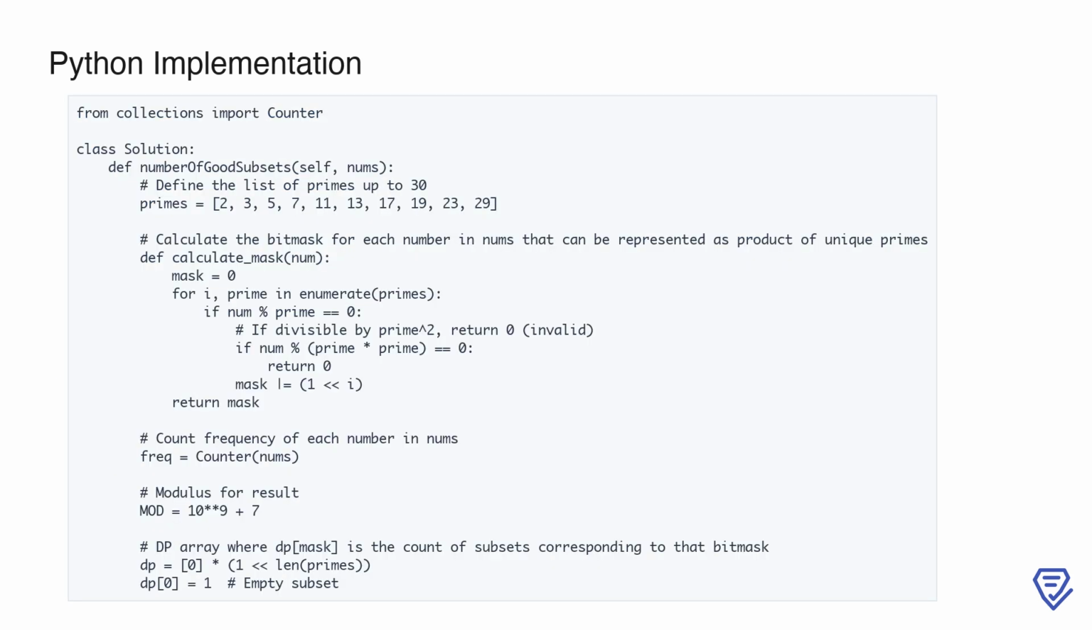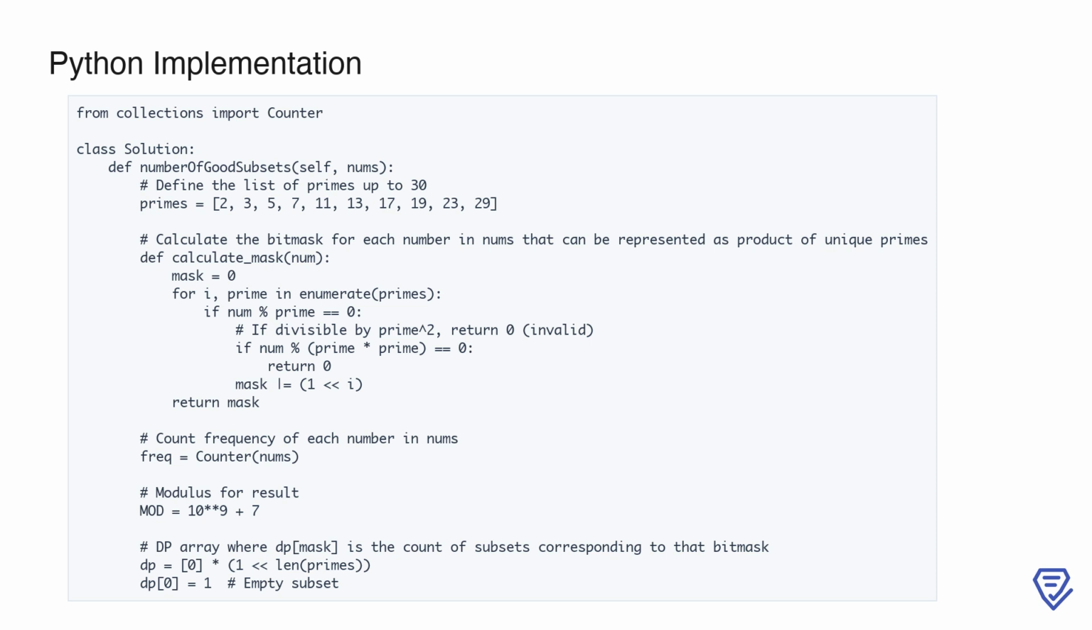Here, we start by importing the Counter class from the collections module, which will help us count the frequency of each number in the input list. Next, we define the class Solution and the method numberOfGoodSubsets, where the main logic will reside. We first define a list of prime numbers up to 30, as these are the only primes relevant to the problem constraints. Then, we introduce a helper function called calculate_mask.